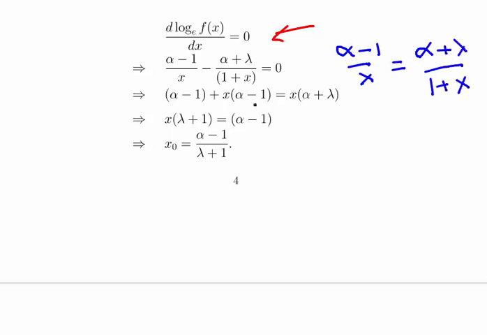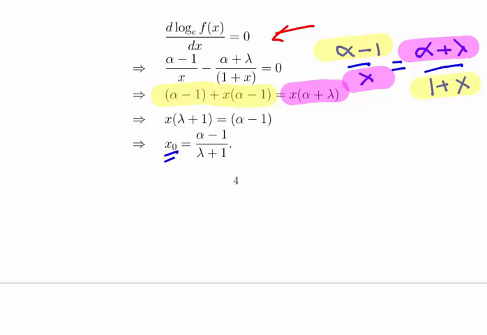Cross multiply. When we cross multiply, we get alpha minus 1 times 1 plus x, which can be written as alpha minus 1 plus x times alpha minus 1. And of course the other side, x times alpha plus lambda. Simplifying it out, we get this expression here. Essentially we want the whole thing in terms of x, so we should end up with alpha minus 1 divided by lambda plus 1 when we work through that expression and simplify it out.